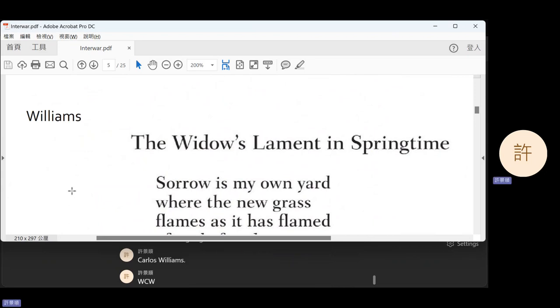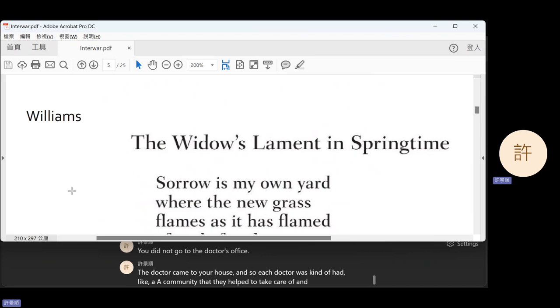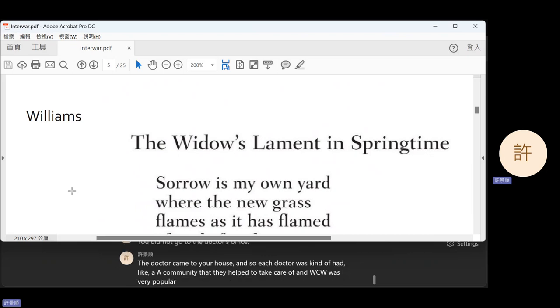WCW, as I like to call him, was also not mainly a poet. His day job was as a doctor. And again, he was a successful doctor. He was a family doctor. In those days, you did not go to the doctor's office. The doctor came to your house. And so each doctor had a community that they helped take care of. And WCW was very popular in his community.